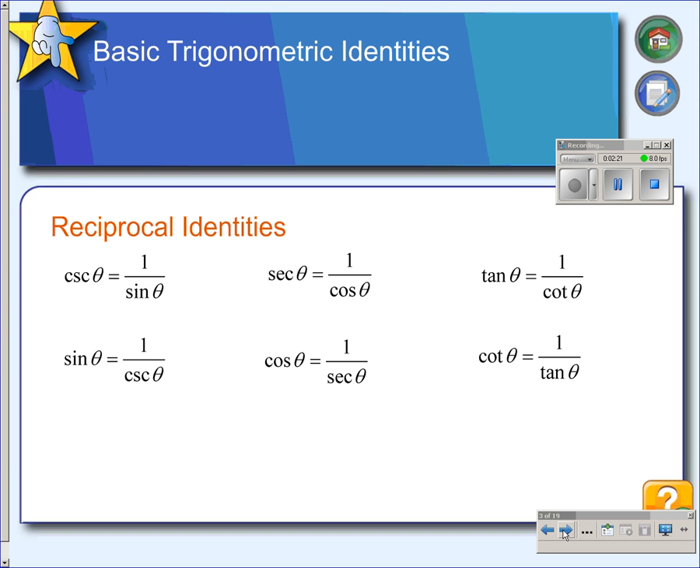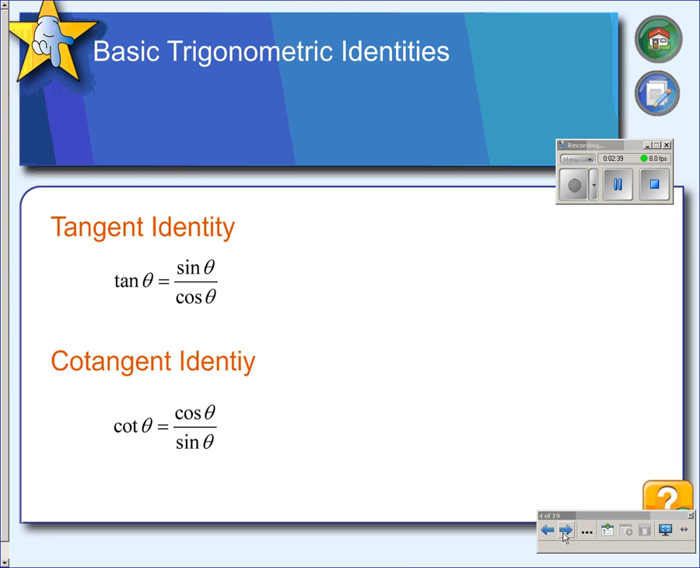So these are the basic trigonometric identities. The cosecant of theta is always equal to 1 over the sine of theta for every value that is defined for both sides of that equation. You should hit pause right here so you can write all of these down. And then these are some more basic trigonometric identities. The top one is specifically called the tangent identity, and the bottom one is the cotangent identity. Again, you should hit pause so you can write all of these down.